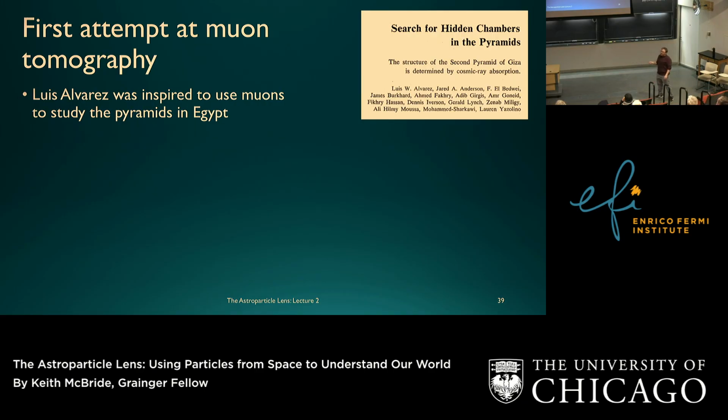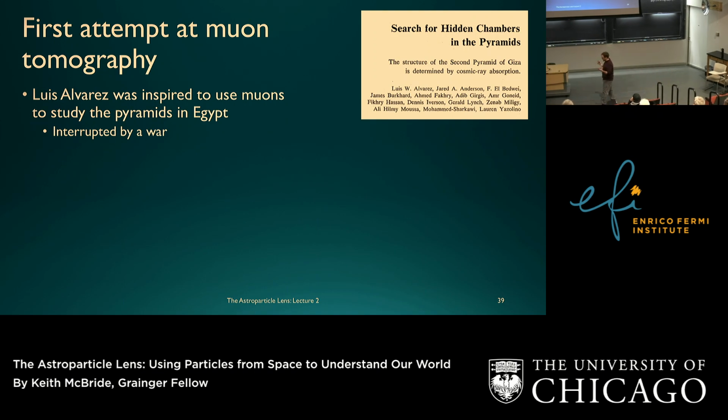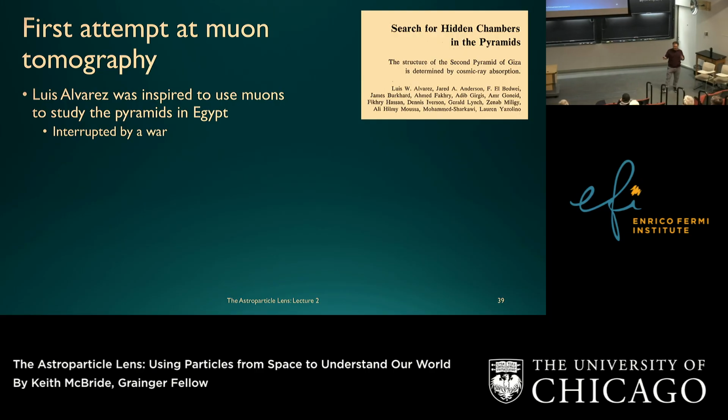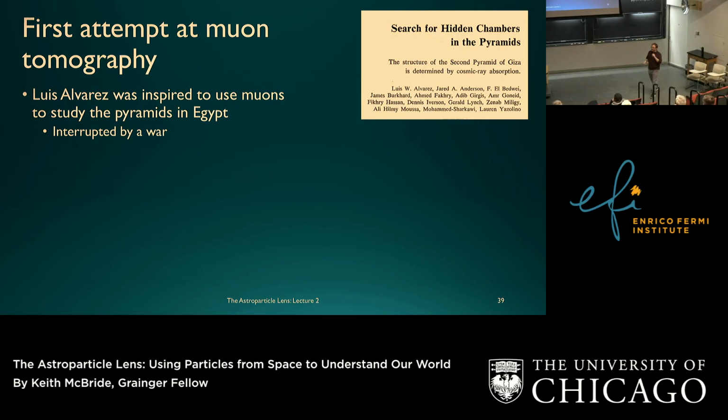So Louis Alvarez was actually inspired by this very measurement, and he said, well, let's use this to study the pyramids of Egypt. And so one of the papers that mainly came out of that here is Search for Hidden Chambers in the Pyramids. What happened was they came up with all these detectors at Berkeley around 1965 or so, and they deployed them, I think in 1966, to the pyramids in Egypt, just south of Cairo.